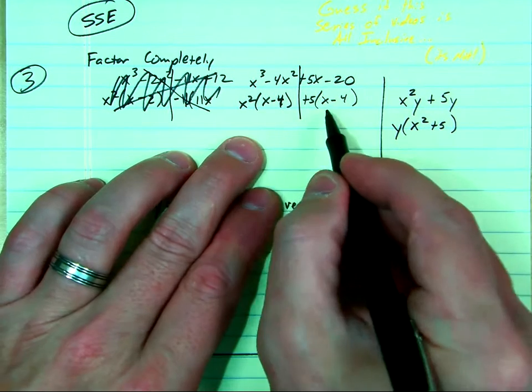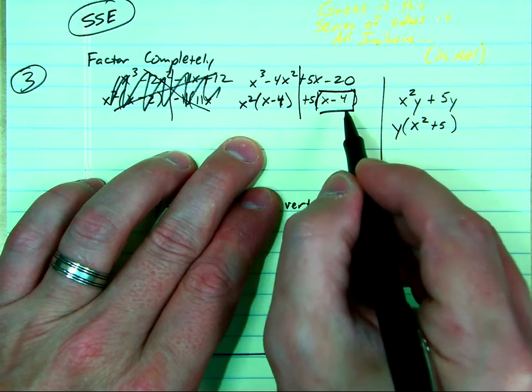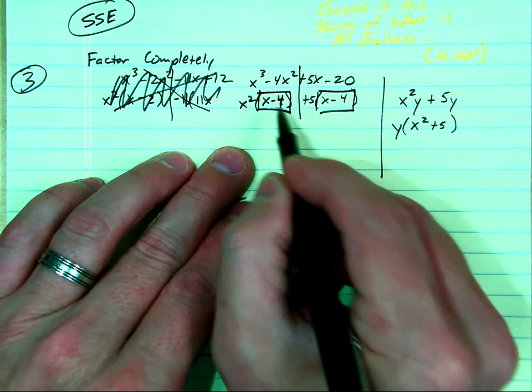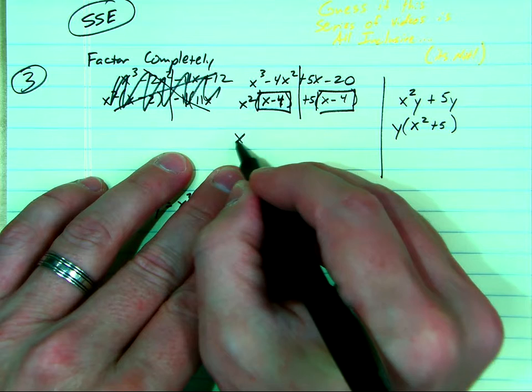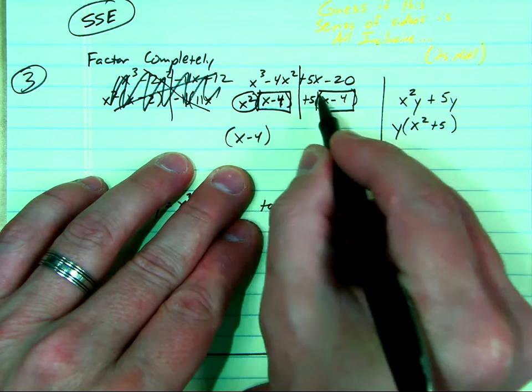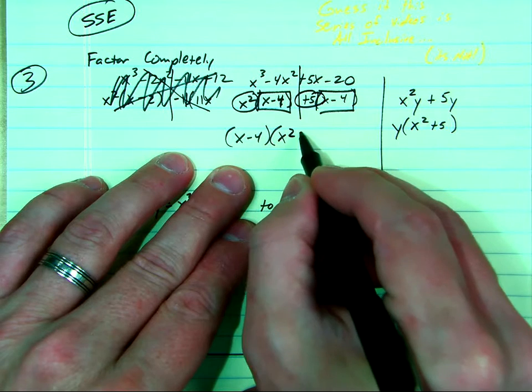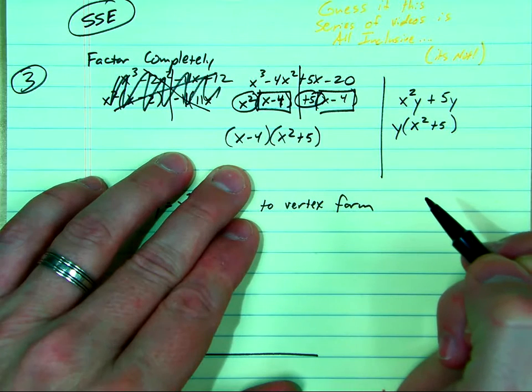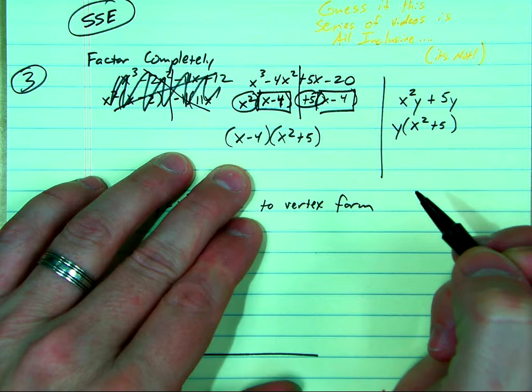That's exactly what's happening here. X minus 4 is a single factor. So I factor that out. What's left over is just the x squared plus 5. Make sense? That's how you factor by grouping.